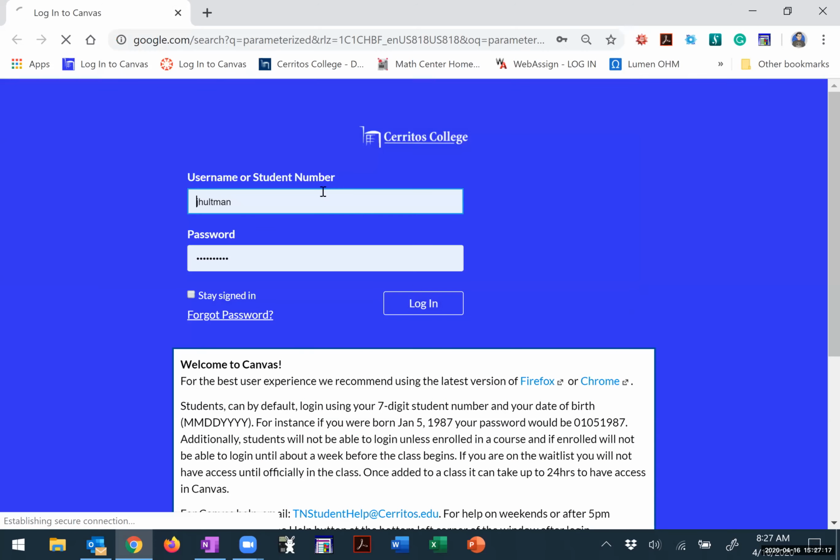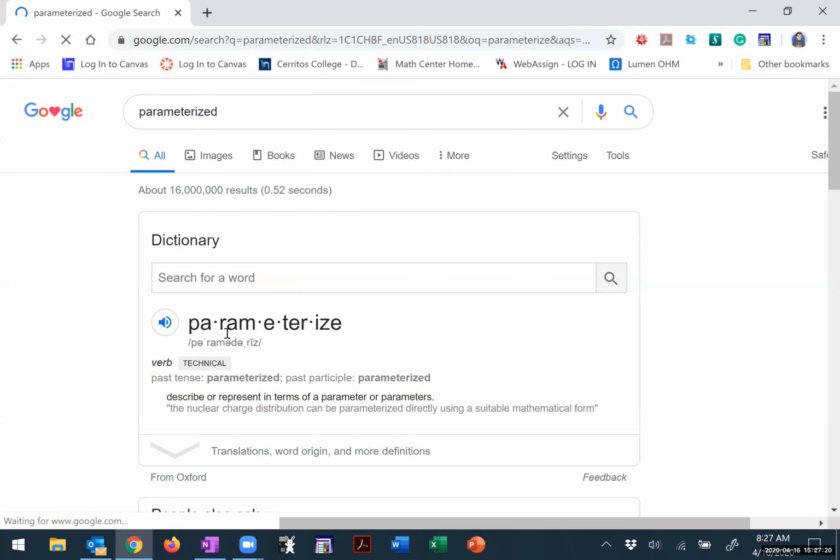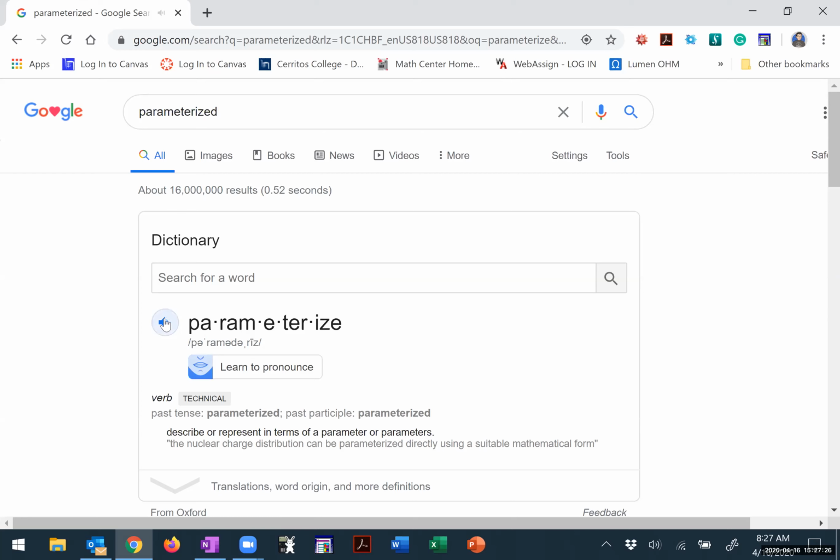Parameterize. I'm looking it up. Parameterize. Thank you, dictionary.com. Okay, got it. There we go. Parameterize. Dang. See, there ain't nothing you can't learn on the internet. Okay, parameterize, as that lovely female voice said.